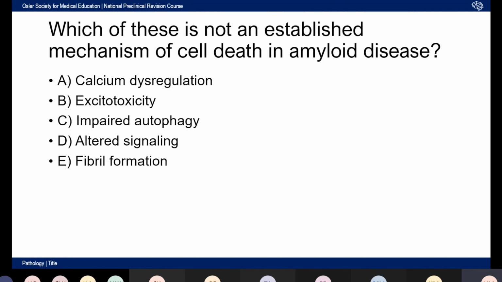And one last Socrates question is, which of these is not an established mechanism of cell death in amyloid disease? Okay, amazing. Fibril formation was the correct answer. There may be some role for it, but it seems that it's not the primary cause of cell death. And excitotoxicity can be a mechanism of cell death in amyloid disease. And I think the evidence that NMDA receptor antagonists work may also support that hypothesis as well.